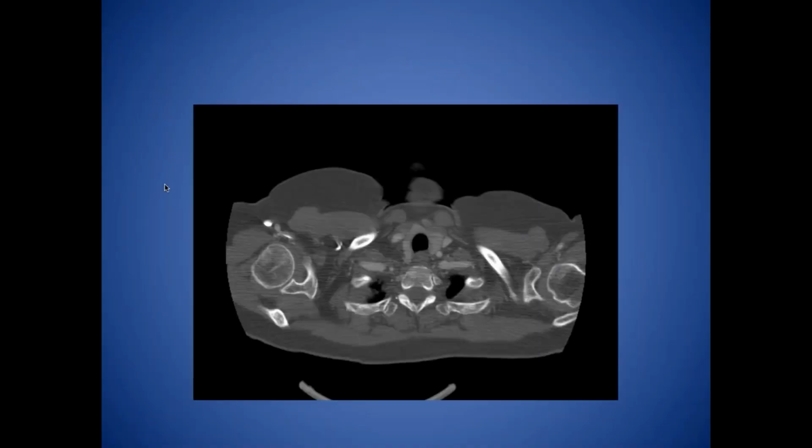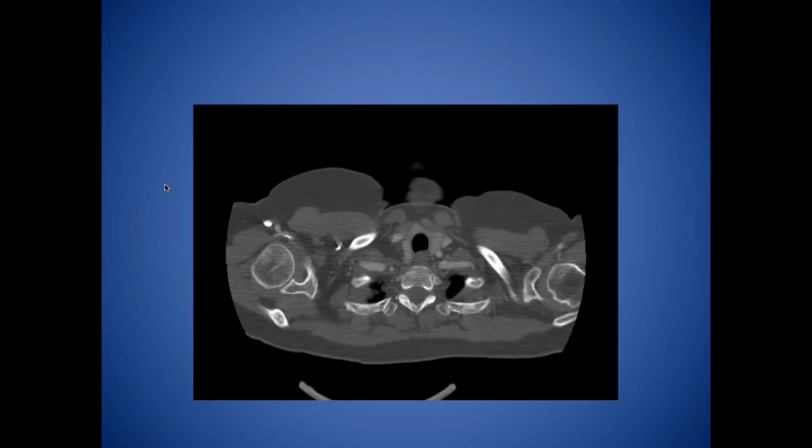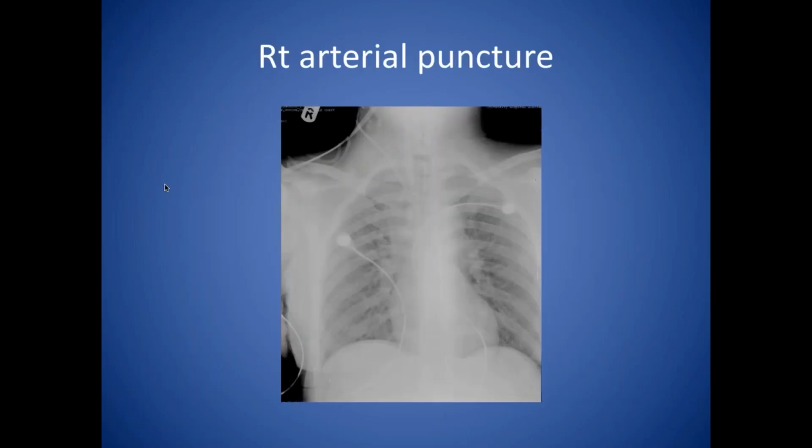So this is a movie which I'm unable to play. Not to worry, I'll move on to the next slide.